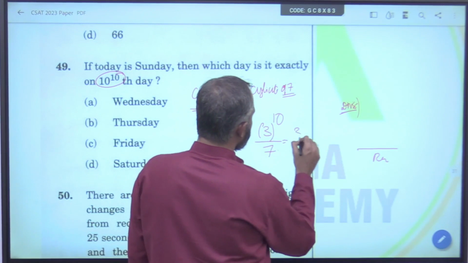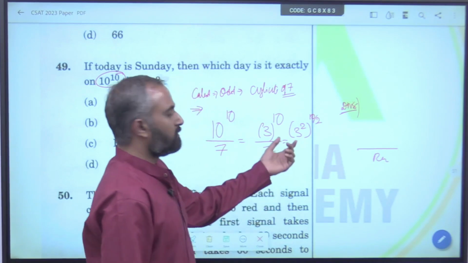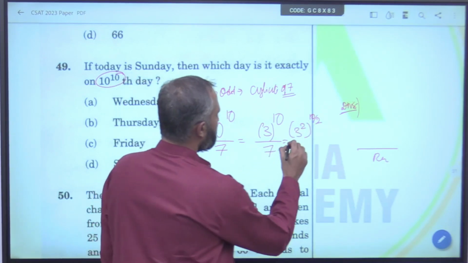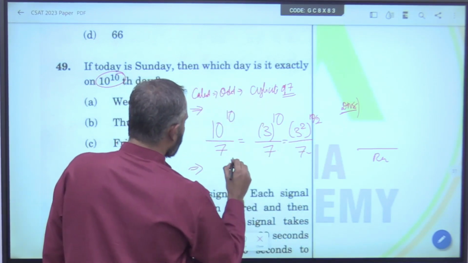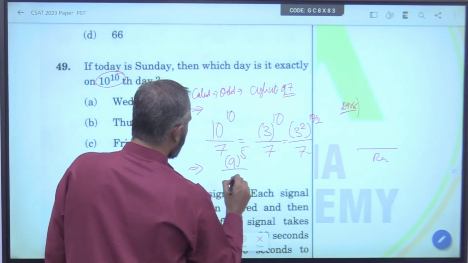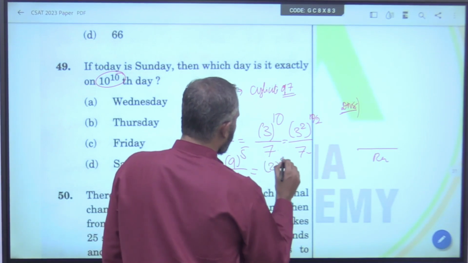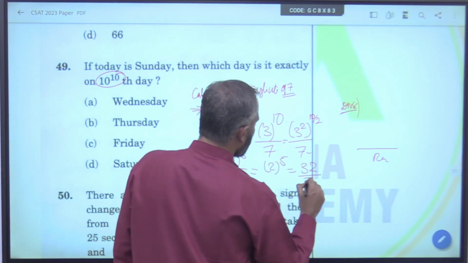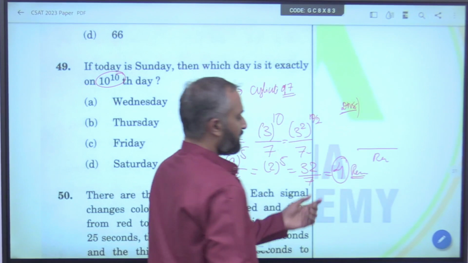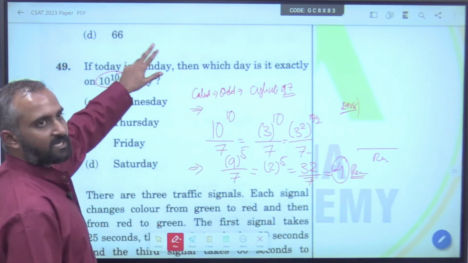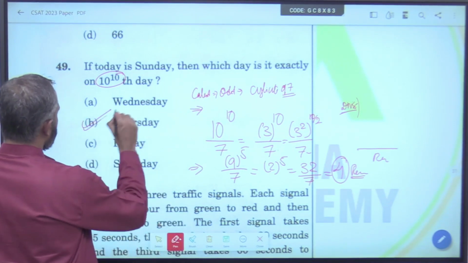It can be written as 3 square to the power of 10 by 2, using index power formula, by 7, which gives you again 3 square is 9, 9 to the power of 5 by 7, and again same, 2 is the remainder here. 2 to the power of 5, which is 32 by 7, which is 4 as remainder. So there are 4 odd days. Now if it is Sunday, Monday, Tuesday, Wednesday, Thursday, 4 days. So Thursday is the answer.